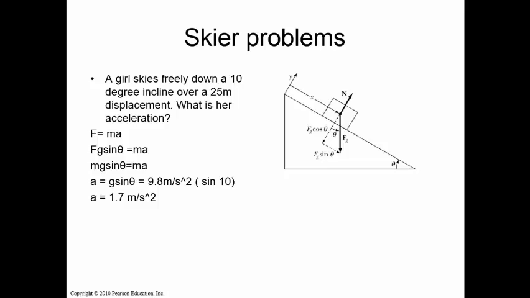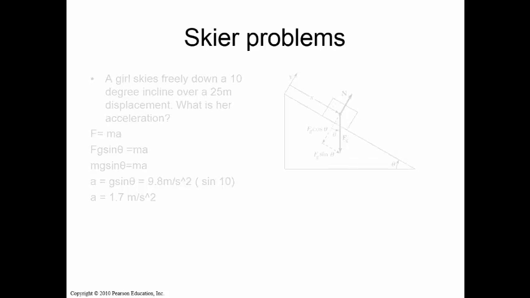It's important to note that mass doesn't matter here. As long as it's a 10-degree incline and there's no friction, the acceleration is just a fraction of gravity. It could have been a 100-kilogram mass, a 1-kilogram mass, or a 1 gram mass. As long as there's no friction or friction is negligible, the acceleration is g sine theta.